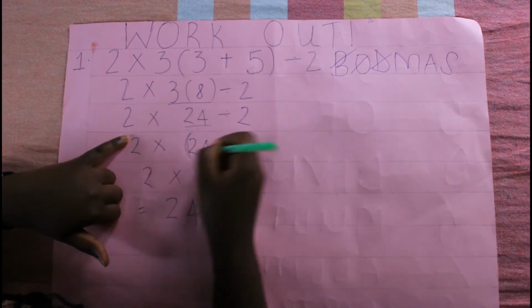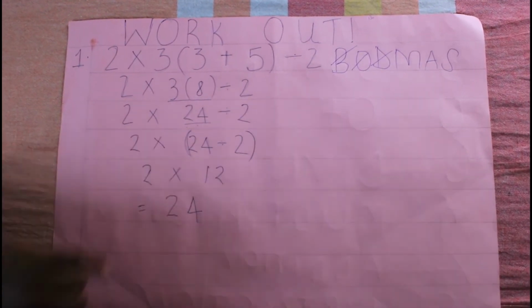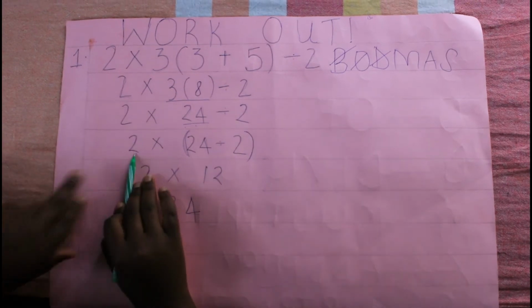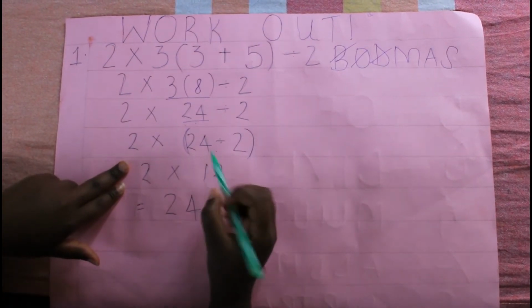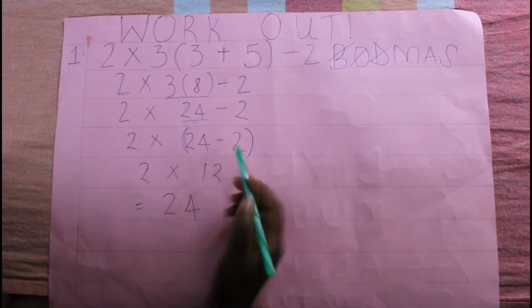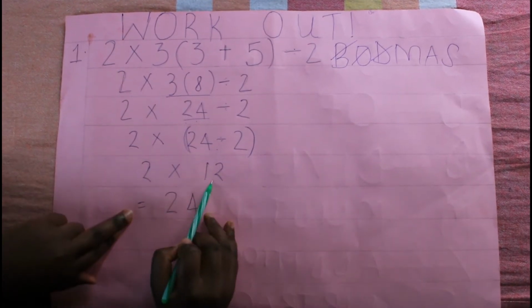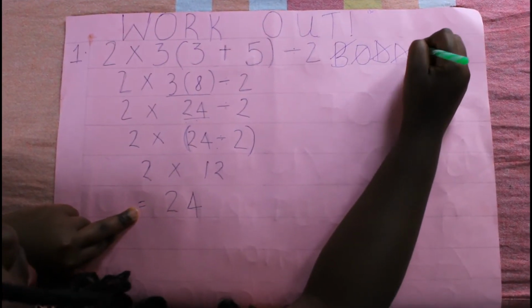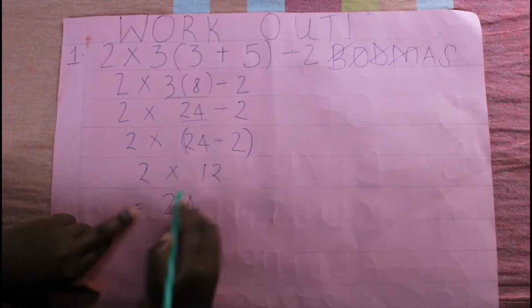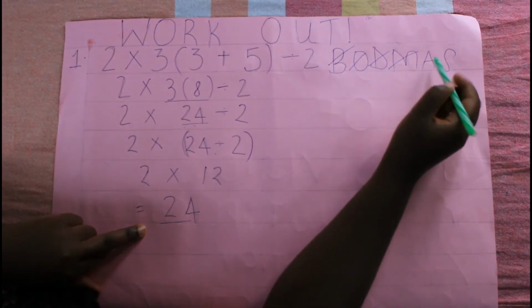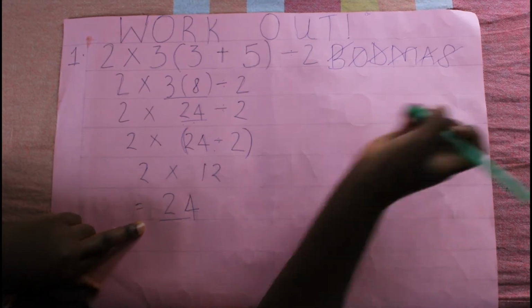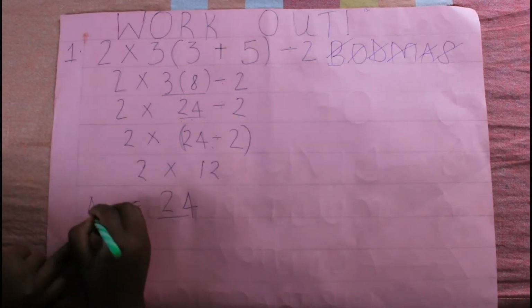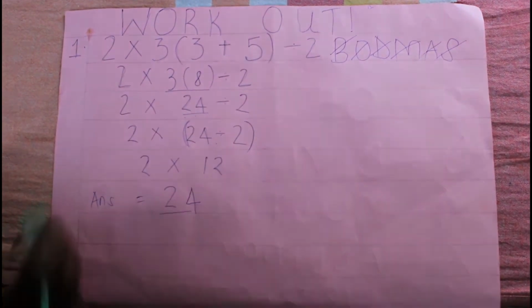Then you do the division sign, which is this. You put a bracket around it so that you don't get confused. So that will make it 2 times 24 divided by 2. What is 24 divided by 2? It's 12. So it will be 2 times 12. Then is there any multiplication sign? Yes. So it is 2 times 12 to give you 24. Is there any addition sign? No. Or subtraction? No. Then you conclude that your answer is 24.